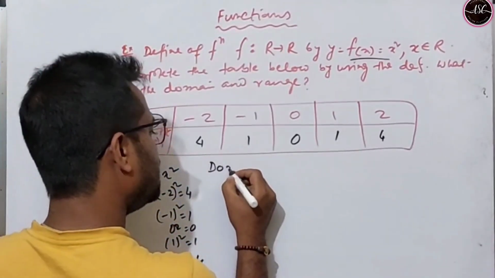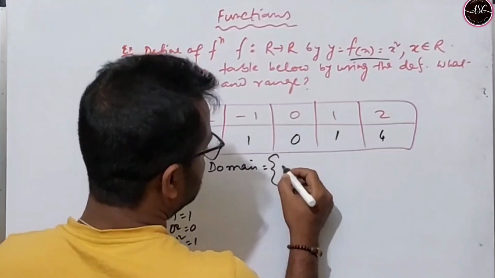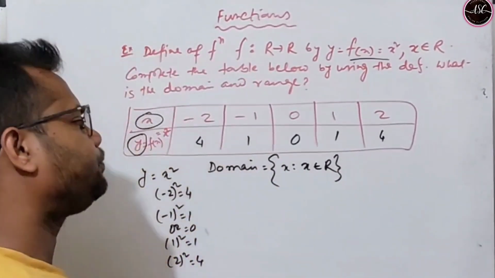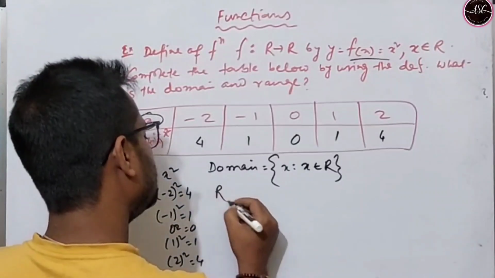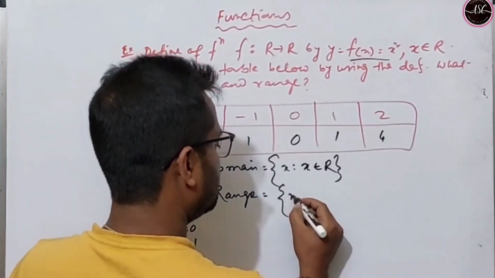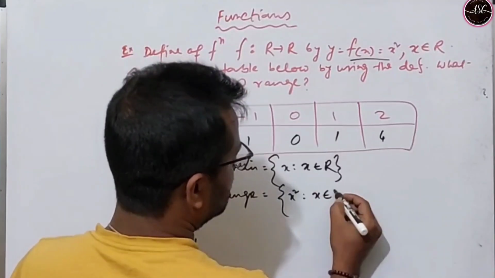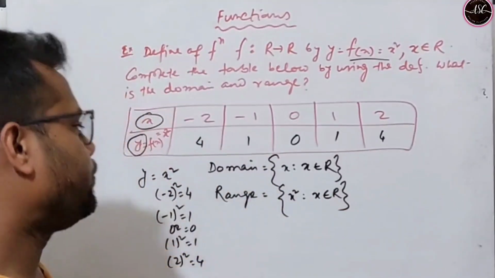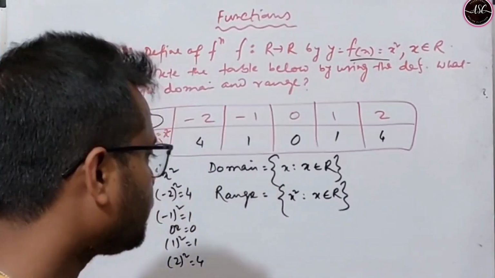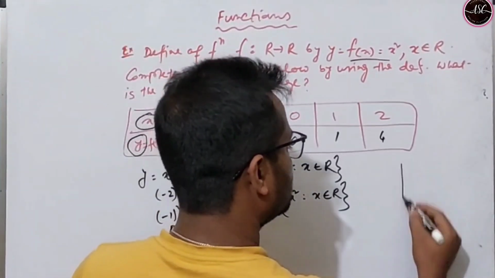So the domain is x such that x belongs to R. And the range is the y, that means x square, such that x belongs to R. So if there is a question, please draw the graph of this equation. How do we get this graph?